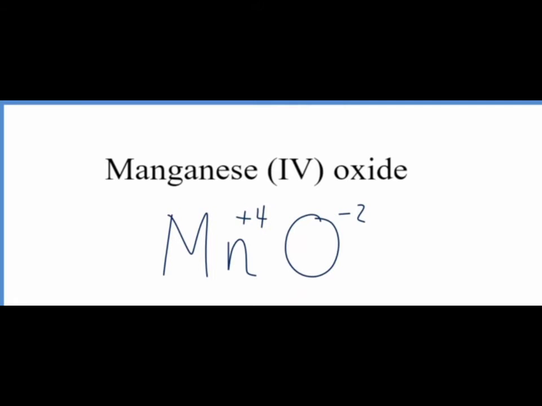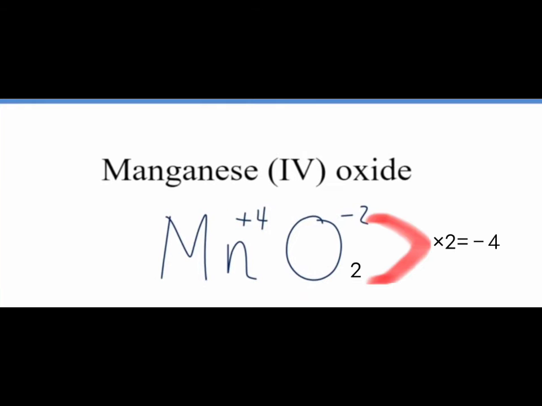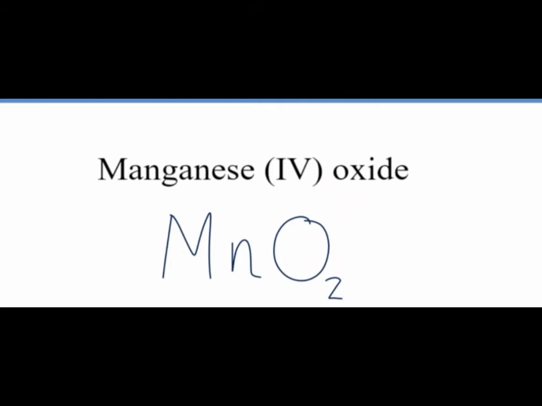So, let's balance to get the formula. To balance, put a subscript 2 on oxide, then multiply it to the charge of oxide, which is minus 2, that gives us negative 4. So, we can now cancel the charges, and that makes the formula of manganese(IV) oxide MnO2.